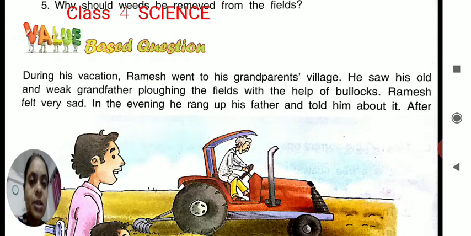Now here a small story of a boy named Ramesh is given in your book. Ramesh's vacation is going on, and he went to his grandparents' village, where he saw his old and weak grandfather plowing the fields with the help of bullocks. Ramesh felt very sad. In the evening, he rang up his father and told him about it. Usually children visit their grandparents during vacations, and likewise Ramesh also went to the village of his grandparents, where he saw this.